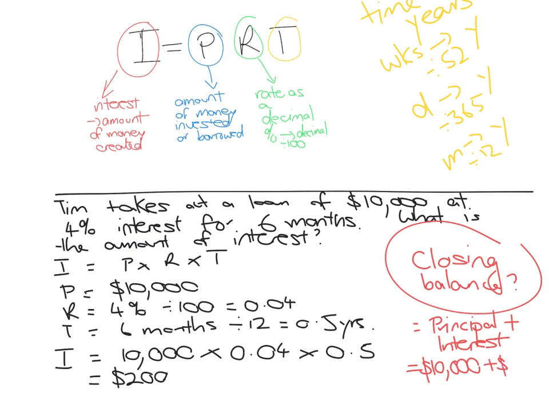plus 200. Think about this more if you had actually put money into the bank rather than you took money out. You put $10,000 in. After 6 months, the bank pays you $200, and so your closing balance is $10,200. Hope that helps with simple interest. You should now be able to solve some questions.